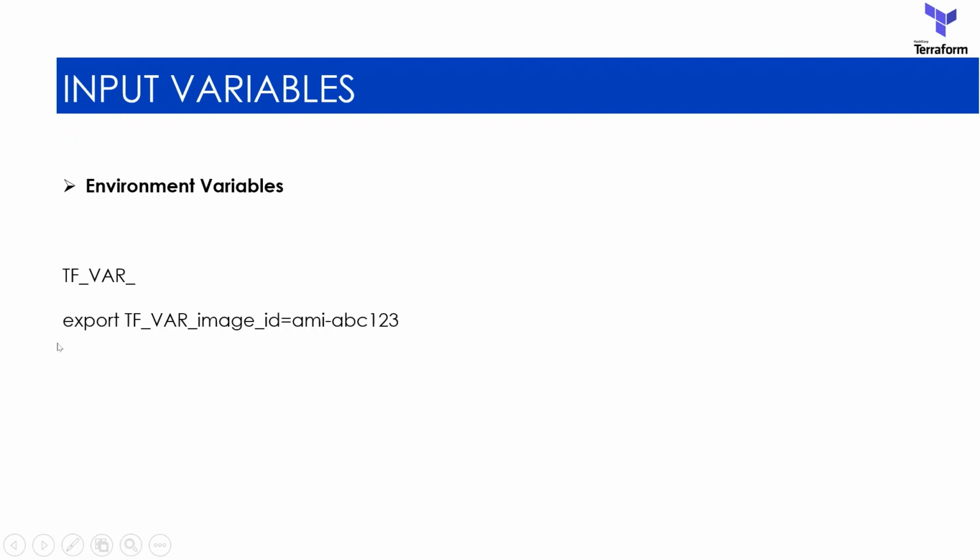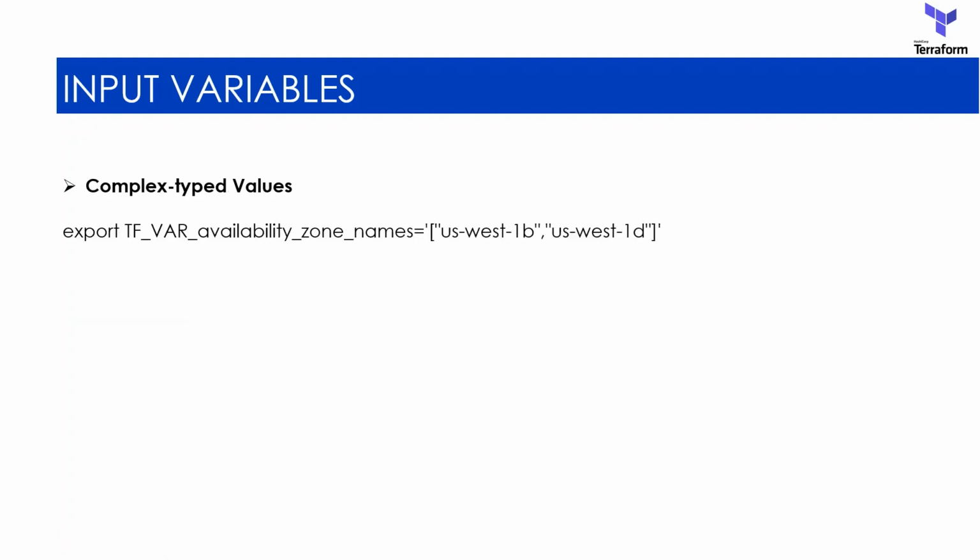So with the help of a set or export command, we just have to use TF_VAR_, but that prefix will be omitted, and in the terraform.tf file we just have to use the variable name as image_id, and that will be considered and it will fetch the data from the environment variable. Similarly, for complex data types, just define that in the environment and use TF_VAR_ and the name of the variable and the complex value.